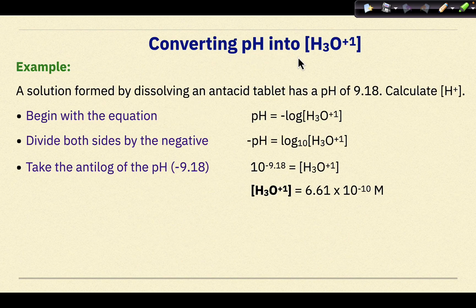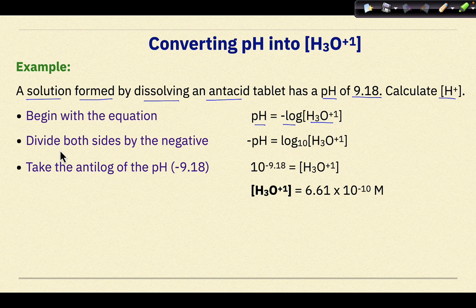Converting pH into hydronium ion concentration. Let's look at an example. A solution formed by dissolving an antacid tablet has a pH of 9.18. Calculate the hydrogen ion concentration. The first thing that we're going to do is begin with the equation pH is equal to the negative log of the hydronium ion concentration.